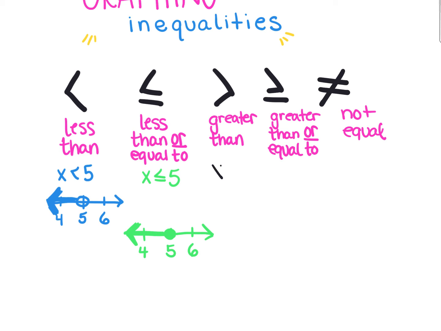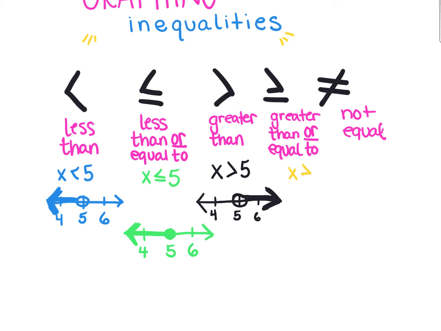For greater than, if we had x is greater than 5, on our number line, we're going to put 5 in the middle. This is again going to be an open circle because this is not equal to 5. And then we're going to shade on the greater than side of the number line.